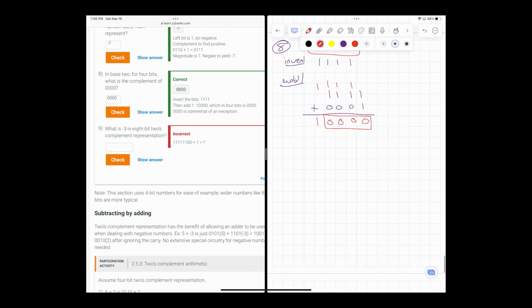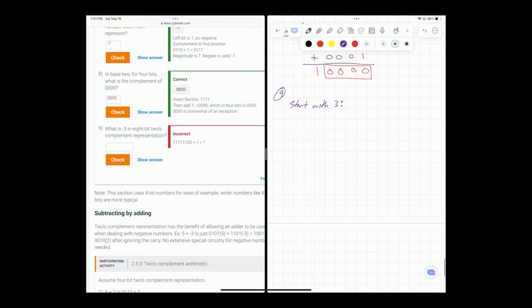Okay. Number 9 here. I mean, there's nothing special here. It says, what is -3 in 8-bit 2's complement? So what you would do is you would start with 3, but we're in 8-bit. We're using 8 bits now. So we get 0, 0, 0, 0, 0, 0, 1, 1. Did I get 8? Yeah. So 6 zeros, and we start with 3.